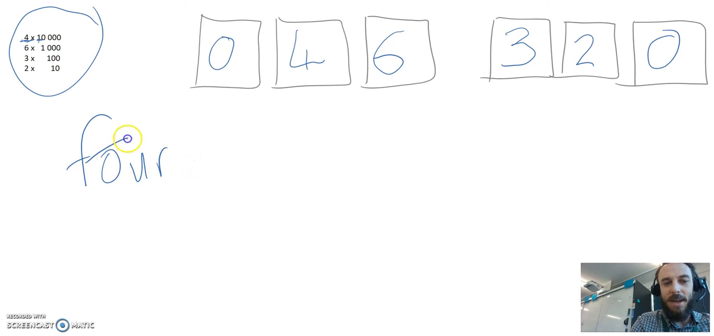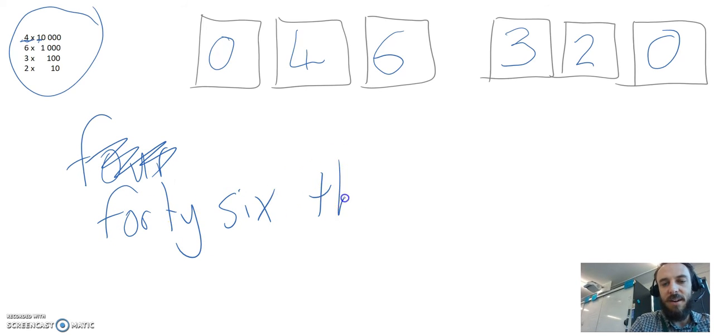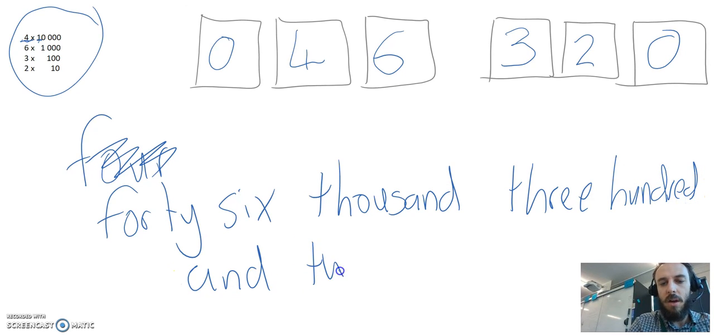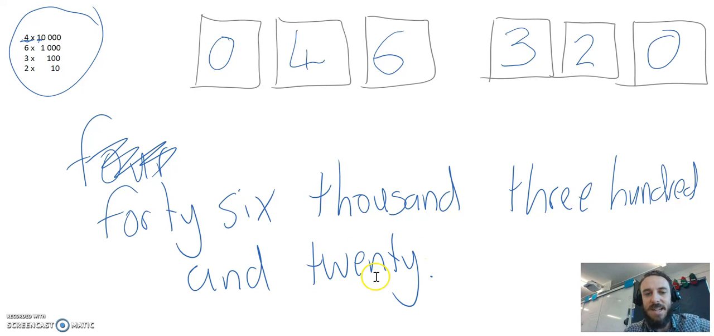I have made a big error there, haven't I? That's okay. We rub it out and we start again. 46,320. Done. I'm a master at reading and writing six-digit numbers. Remember, write it exactly how you read it. Be super careful with your place value.